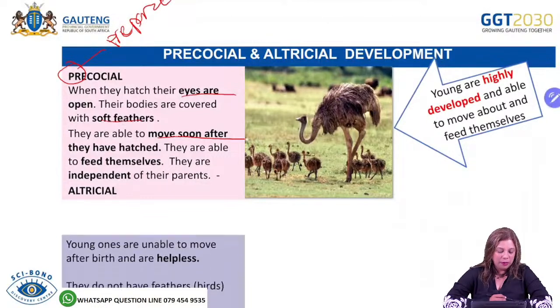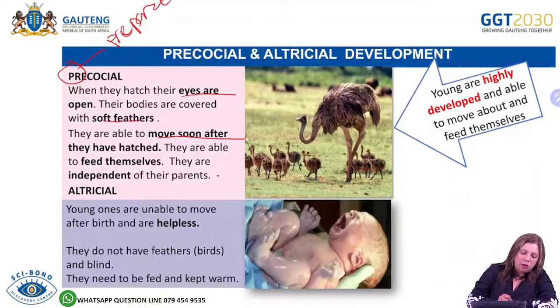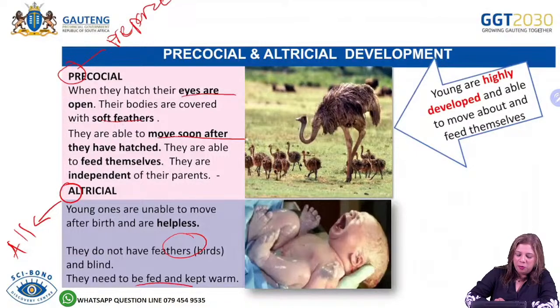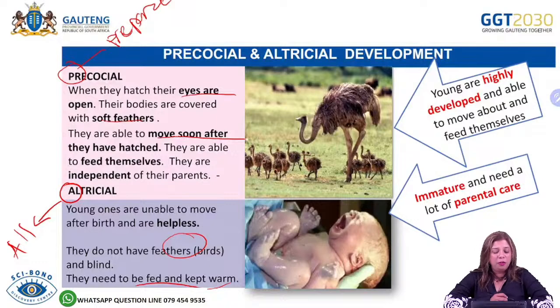Altricial is the opposite of that. If you look at the baby, as soon as the baby is born, the mom needs to wrap the baby into a warm blanket, provide temperature control, and feed the baby, all of those things. So they need all care from their parents. And they do not have feathers, they need to be fed, they need to be kept warm. So that is how you will remember the difference between precocial and altricial development.